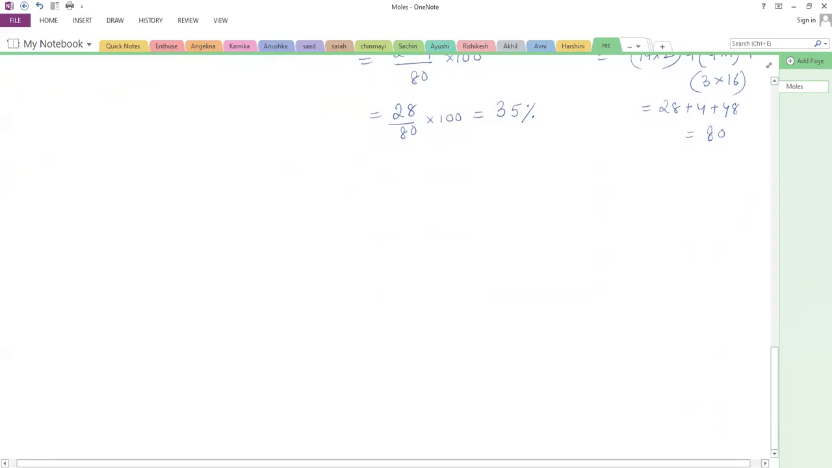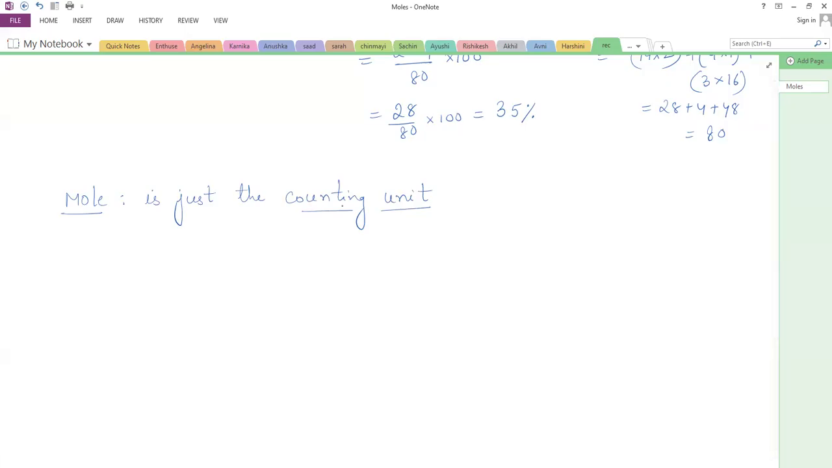concept of moles. What is a mole? Mole is just the counting unit. So you know that the atoms are very, very small. It is not visible to our naked eye. You need to observe it in the microscope. So if you take a small mass of the substance, very, very small, it has many, many atoms, billions of atoms of that kind present in it.